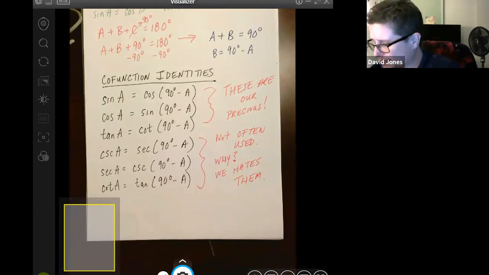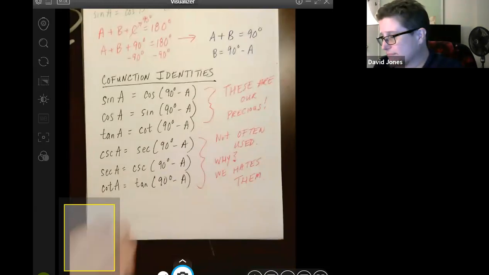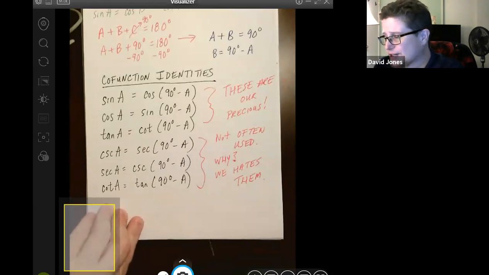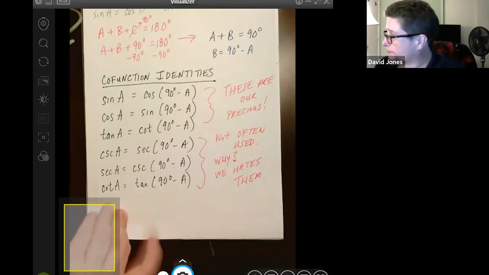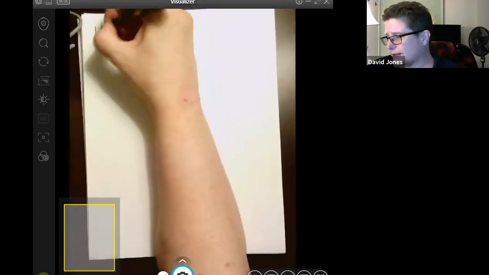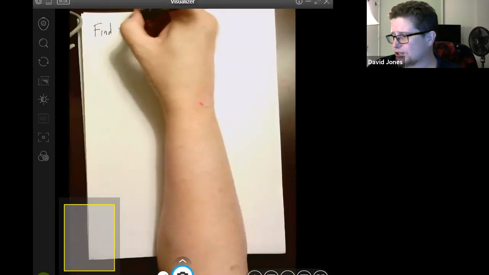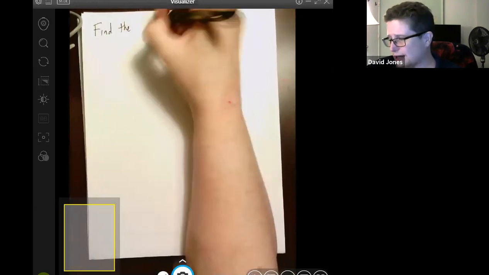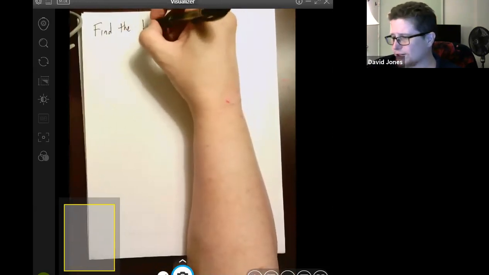All right, so let's do an example using these. Pause this if you need to. It's kind of fun. Sine goes with cosine, cosine goes with sine, and tangent goes with cotangent. So let's play find the cofunction identity, or cofunction. Find the cofunction.